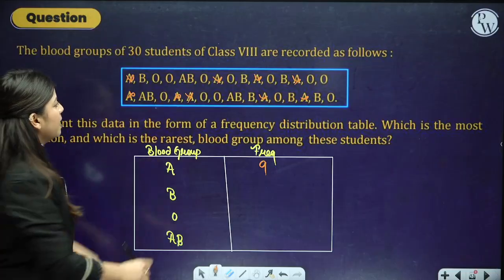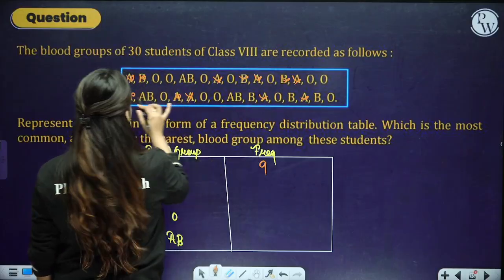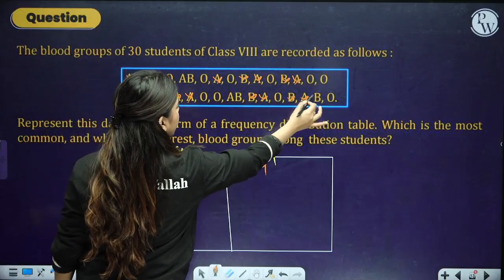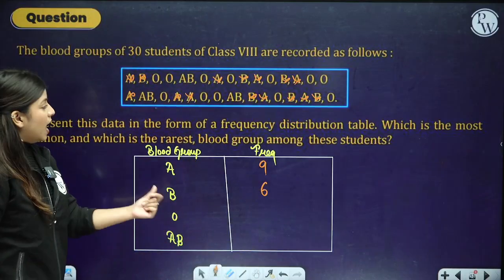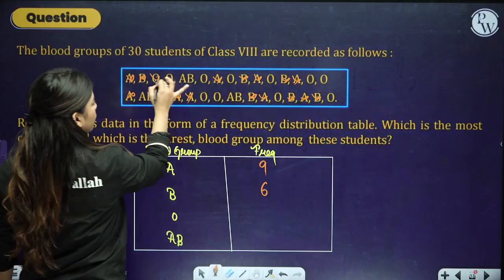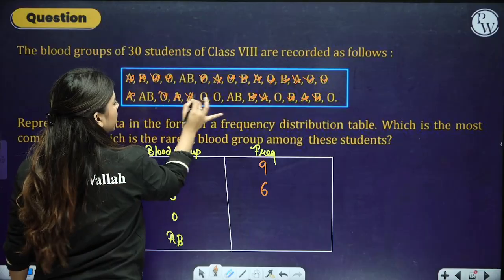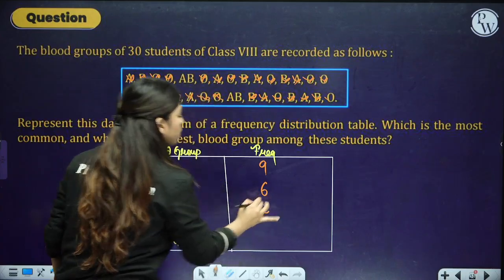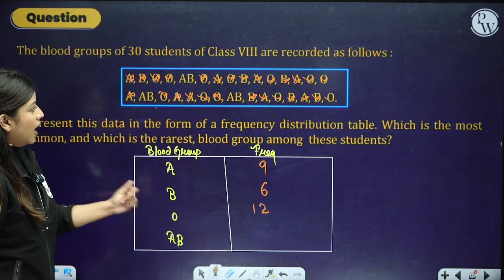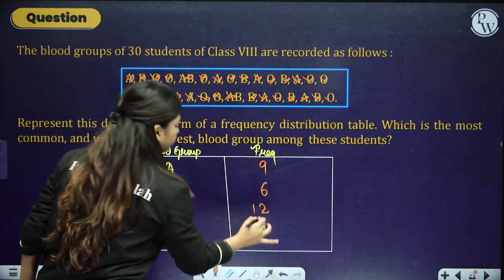How many of them have B blood group? 1, 2, 3, 4, 5, 6. So 6 of them are having B blood group. How many are O blood group? 1, 2, 3, 4, 5, 6, 7, 8, 9, 10, 11, 12. So how many are O blood group? 12. How many are AB? 1, 2 and 3 are AB.